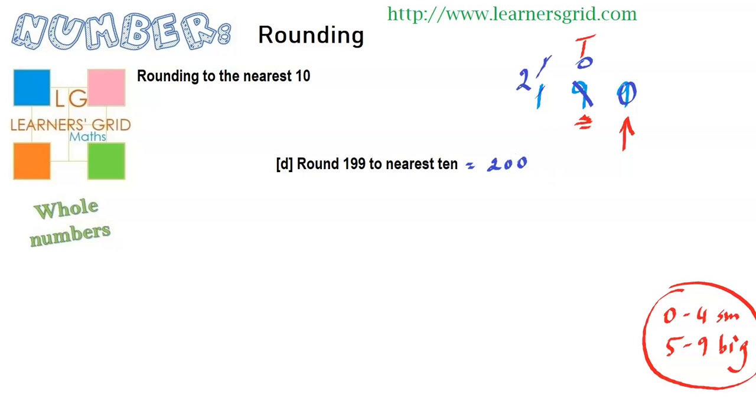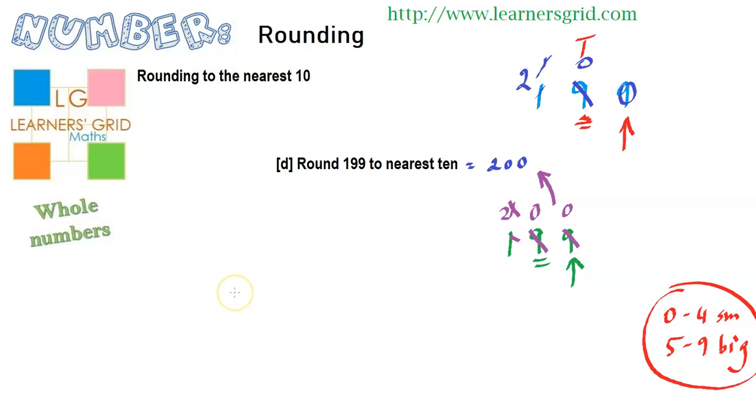I'll do that one again. It was 199. This is the target, this is my indicator. The indicator is big, it's from 5 to 9. The target has to go up to 10. So I put the 0 here and the 1 here. So I'm writing down the numbers like that. This 9 is gone, it's replaced by the 0. This 9 converts to a 0. And this 1 gets added to this 1 to make it 2. And that's where we get our 200 from.